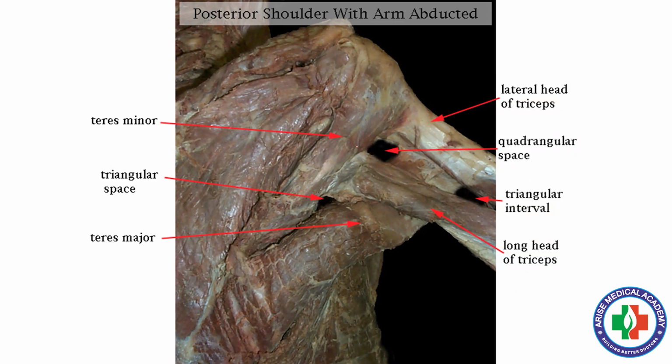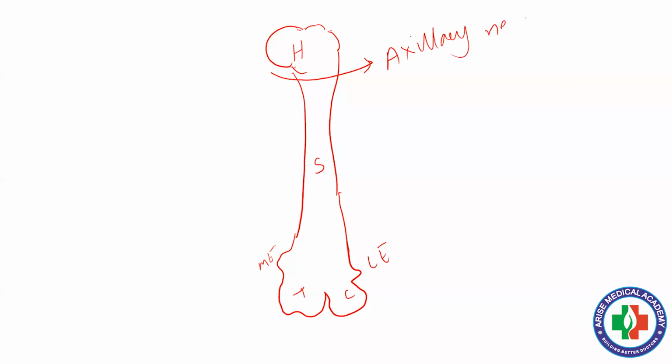Next thing. Before I go ahead, I want you all to remember this diagram of the humerus. Very, very important diagram. Let's draw this. Imagine this is the head of the humerus. This is the shaft. This is the medial epicondyle. This is the lateral epicondyle. This is the trochlea, and this is the capitulum. At the surgical neck of the humerus, we have the axillary nerve. The axillary nerve is present at the surgical neck.